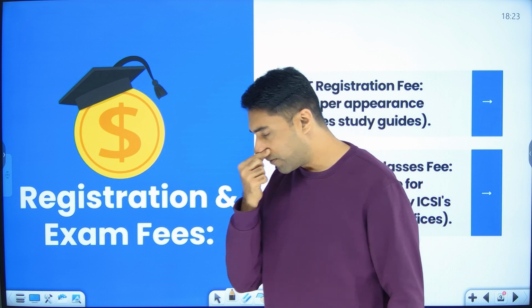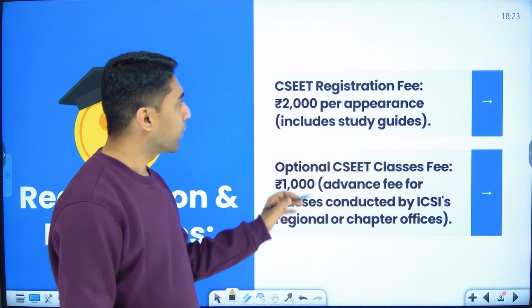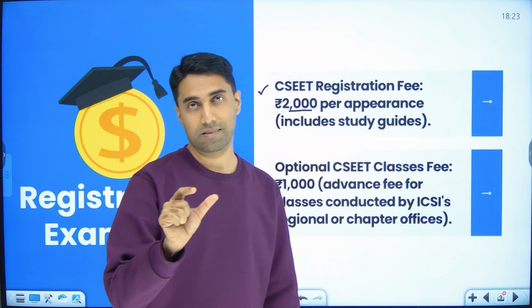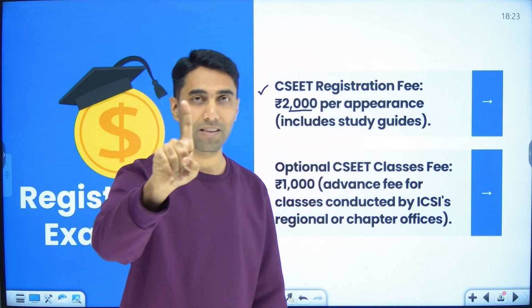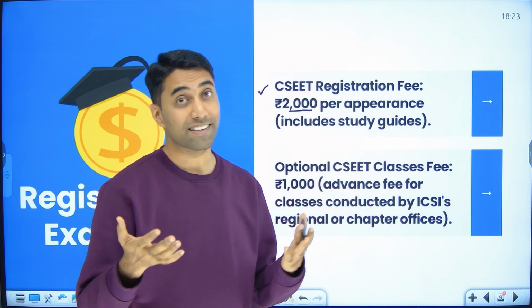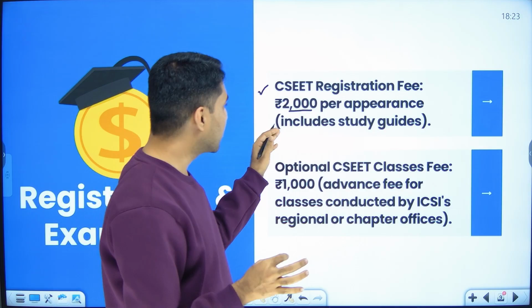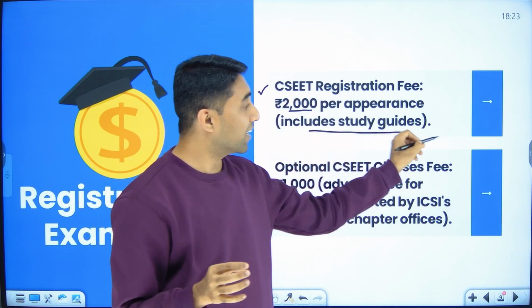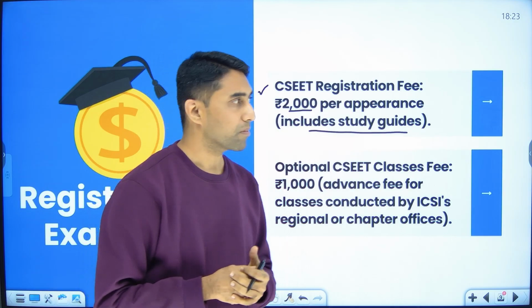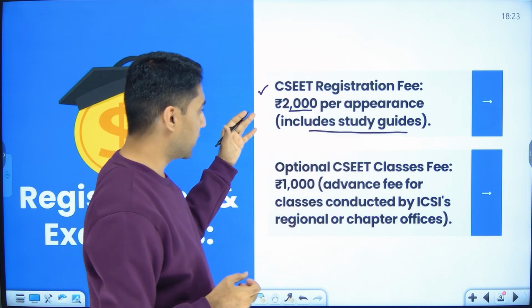So registration and exam fees for CSEET, what do we do? For CSEET registration, it is 2000 per appearance. And according to me, you have to appear only once because the exam is so easy, you'll definitely pass. The CS entrance test is very easy. So 2000 rupees, and this includes the study guides. They give you a study guide, something like material, and it is 2000 rupees for that.